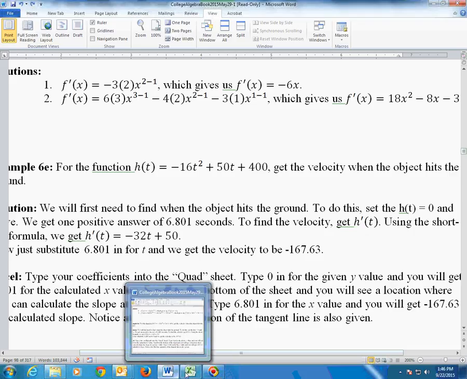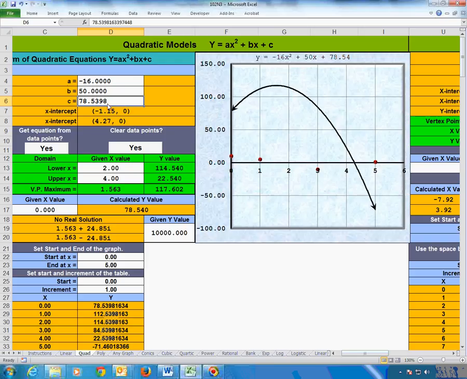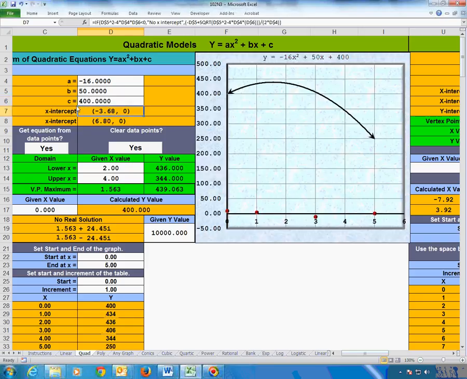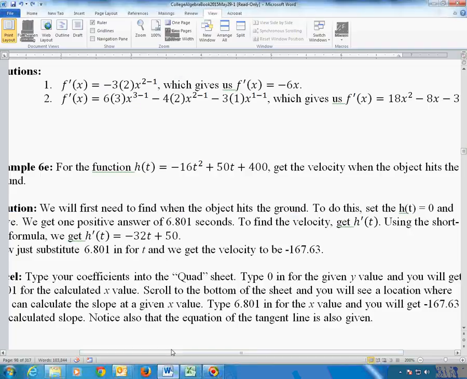Now when does this thing hit the ground? Well, that would be actually the x-intercept, where you put 0 in for y. Either way, you get the same answers here as we have up here. And the only one that makes sense is this 6.801 seconds. So it hits the ground in 6.801 seconds. Now, if you want to find the speed when it hits the ground, you have to plug that time of 6.801 seconds into the velocity equation.